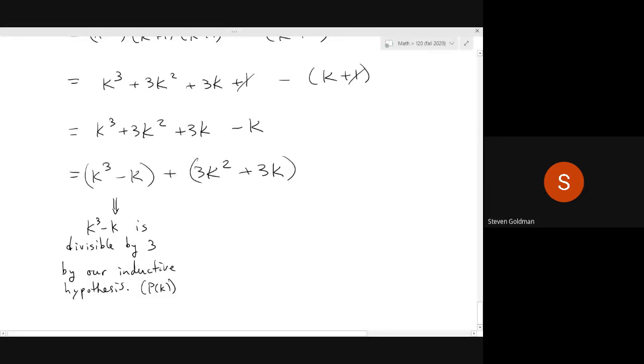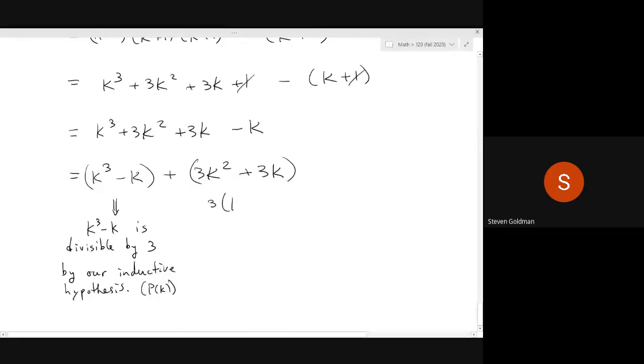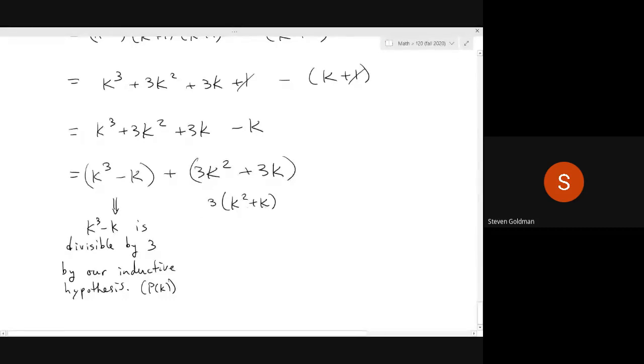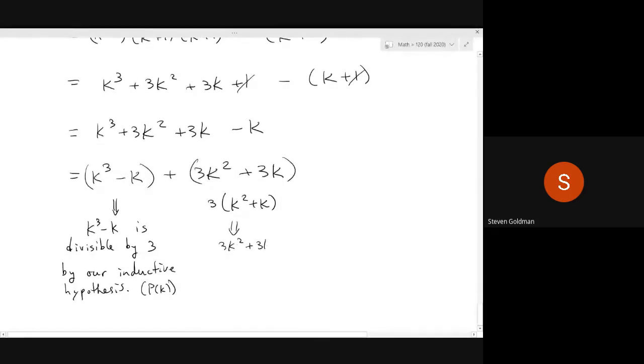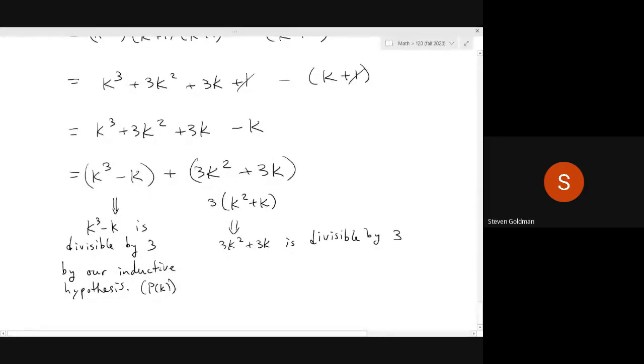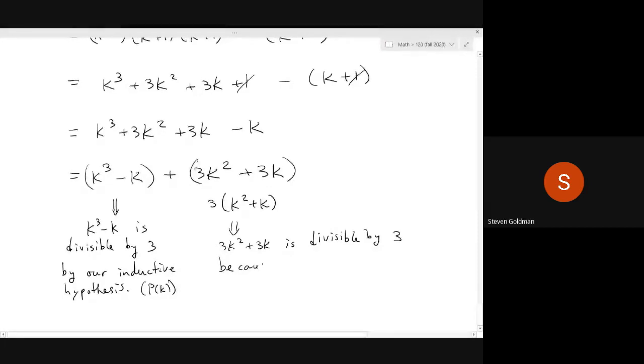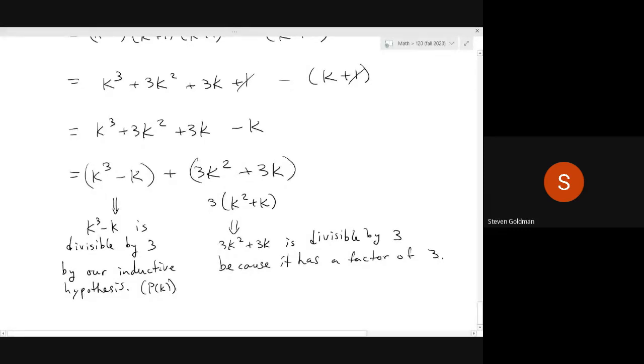3k squared plus 3k is divisible by 3. How do I know? Because I can write it as 3 times k squared plus k. I can factor out 3. That means 3 is a factor. If 3 is a factor, that means it's divisible by 3. So 3k squared plus 3k is divisible by 3 because it has a factor of 3. That's what divisible by 3 means. That means 3 is a factor.